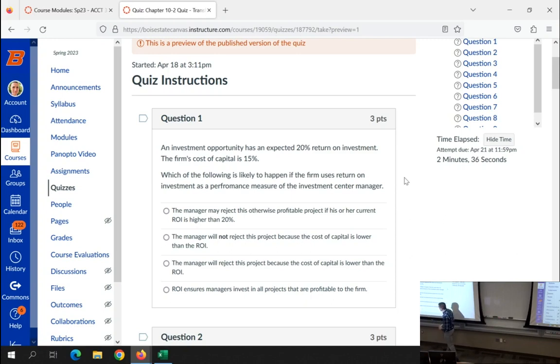All right, lastly, ROI ensures managers invest in all projects that are profitable to the firm. And that's not true. At least that's the point I'm trying to make with this section of the chapter. So that first one is the right answer for that question there.